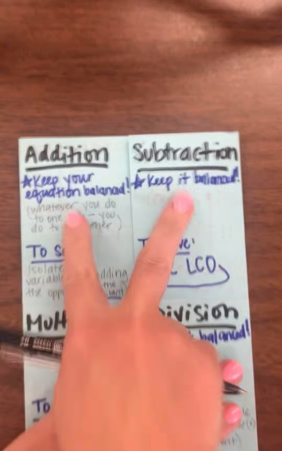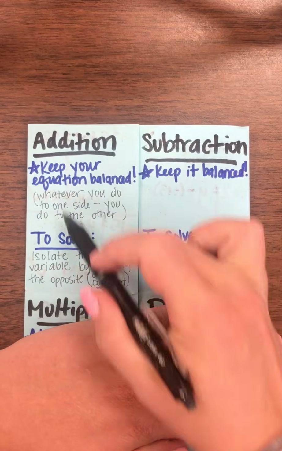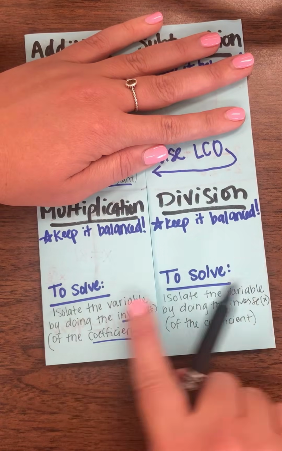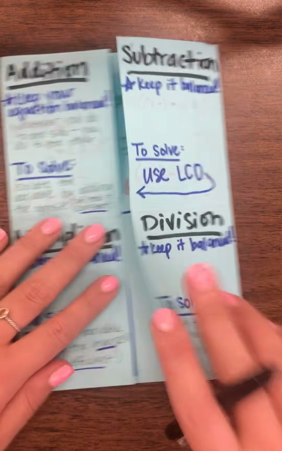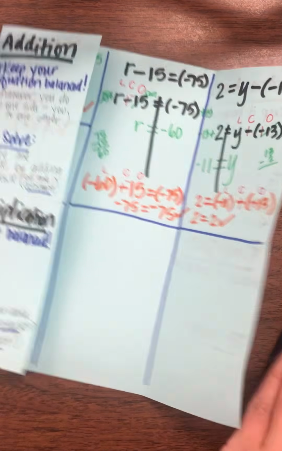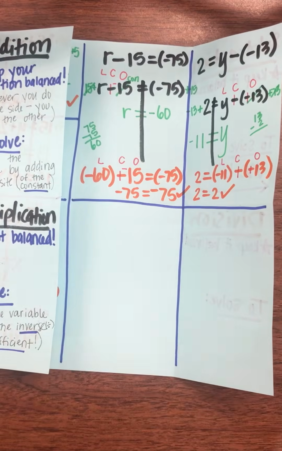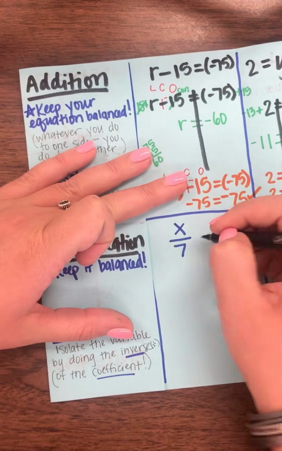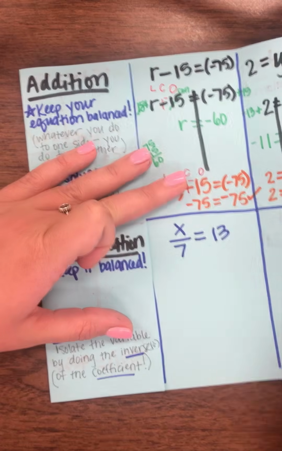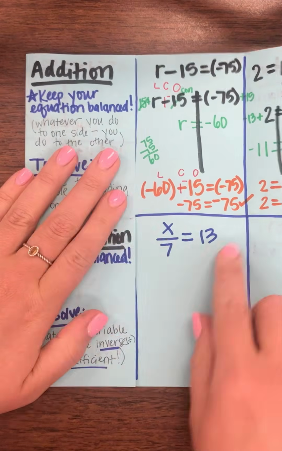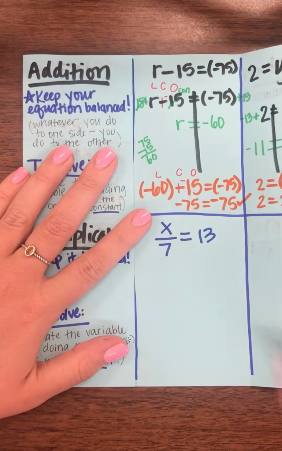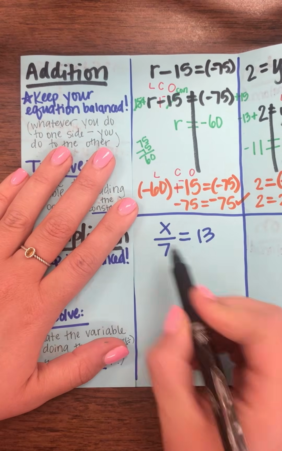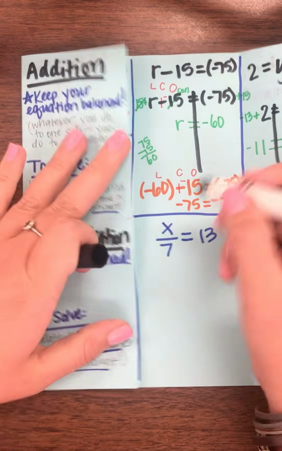Notice the rules for addition and subtraction both involve the constant, right? The rules for multiplication and division both involve the coefficient. So we're just gonna do 2 examples. It's gonna look a little bit different. It's gonna look like x over 7 equals 13. The reason it looks like x over 7 is because the variable is being divided by 7, okay?